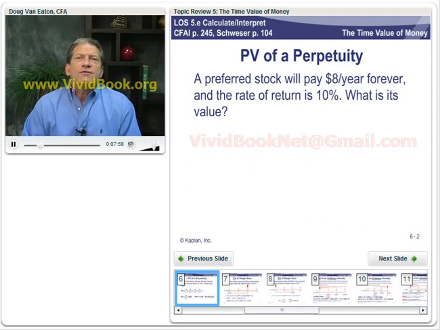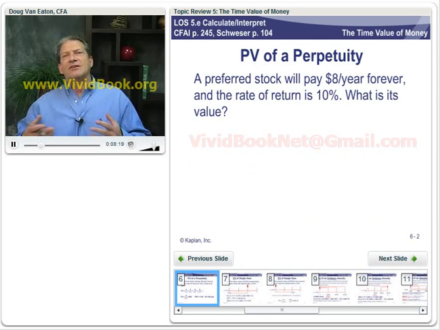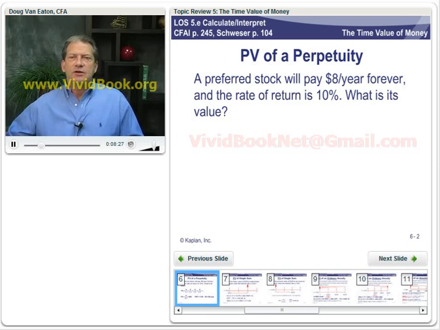Well, think about this. We could rephrase this question a different way and make it intuitively easier to understand. What if I said, what would I have to put in the bank at a rate of 10% in order to generate $8 a year forever? Because if we're going to generate $8 a year forever, we can't be taking any principal out. That has to be just the interest on this. So at a 10% rate, we'd have to put $80 in the bank to generate $8 a year in interest.